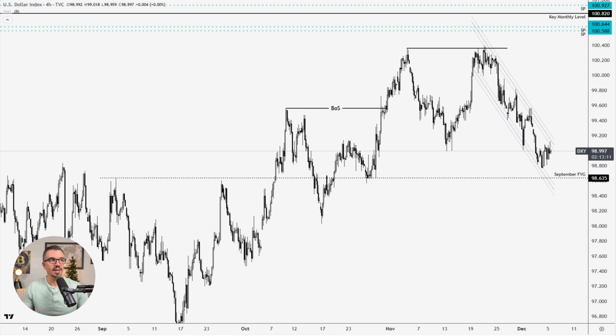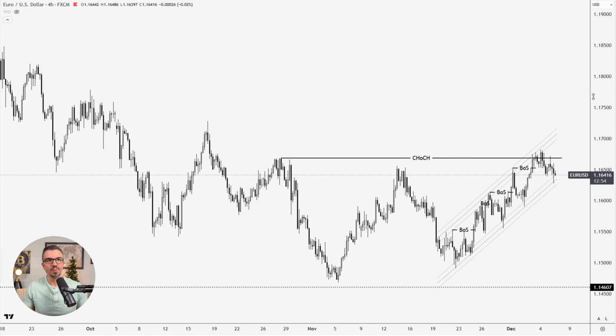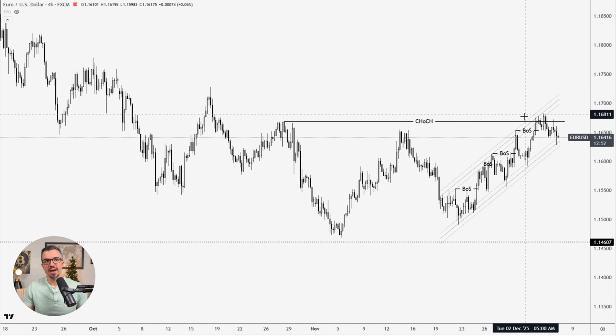For the DXY, that's really going to drive the rest of these markets as well when you look at the euro and the pound. Okay, now there is something on the euro that I want to show you guys that is kind of hinting at potential dollar weakness. Okay, and this is yet to be seen. But if we look at the 4-hour time frame, what you'll notice here is that we did technically have a confirmed change of character on the 4-hour time frame.